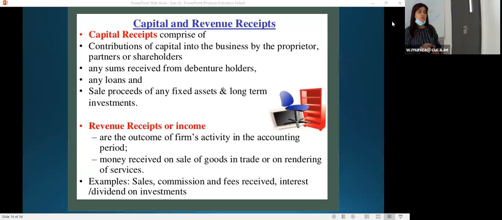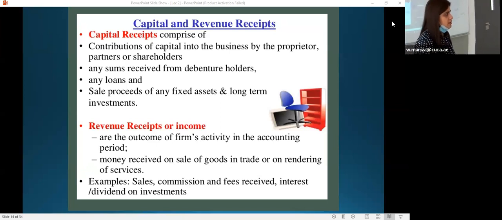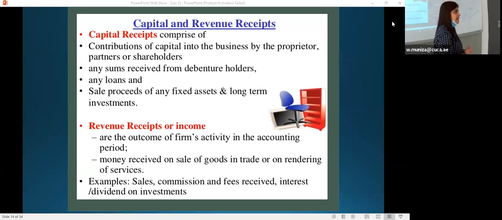All the revenue receipts will be taken as an income to the statement of profit or loss. All the capital receipts are going to be taken to the SOFP. This is why it is important to distinguish between the two. Got it? We make a difference among these because capital receipts will be taken to the SOFP, whereas revenue receipts will be taken to the statement of profit or loss.